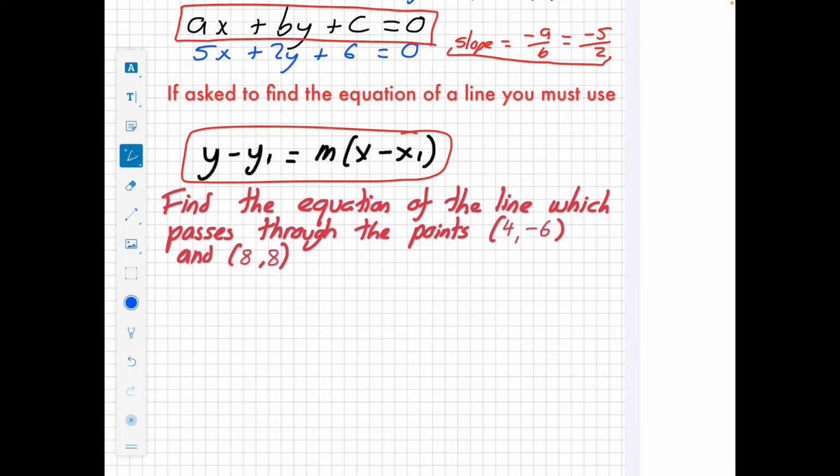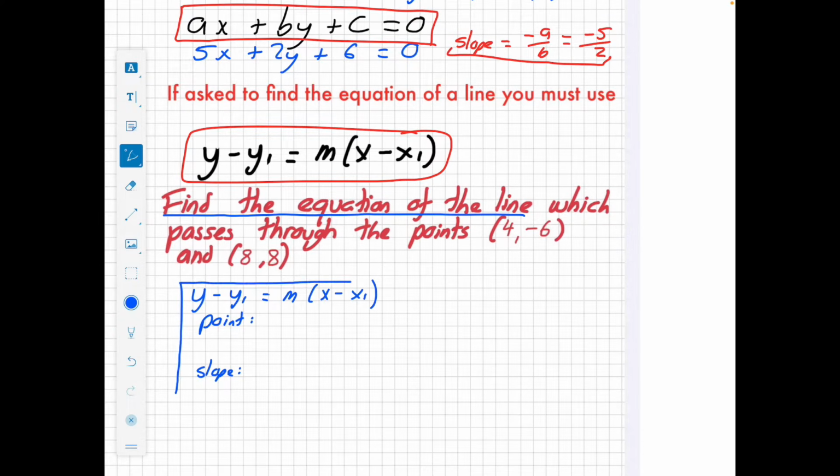So the question then: find the equation of the line which passes through the points 4, minus 6 and 8, 8. Before I even start the question, the second I see find the equation of the line, I pause and I'm going to draw out a little box. First thing I'm going to do is write down this equation, y minus y1 is equal to m bracket x minus x1. And I'm going to write down point, and I'm going to write down slope. Every single time the question says find an equation of a line, it's going to be more important when we get to the harder examples later. Anytime I see it, I write down that box.